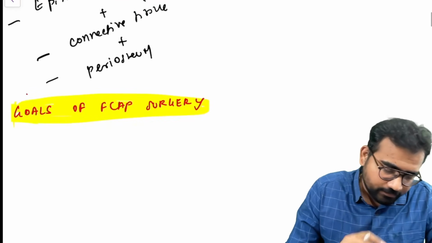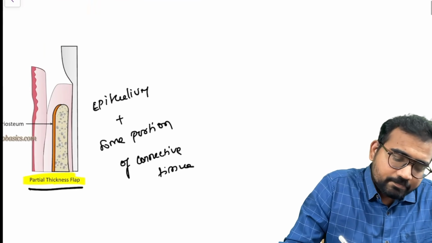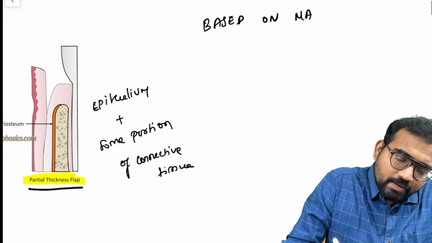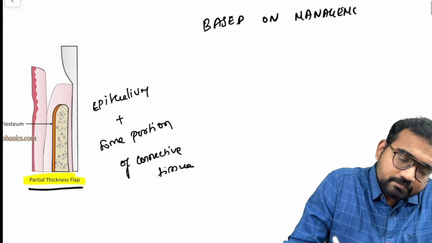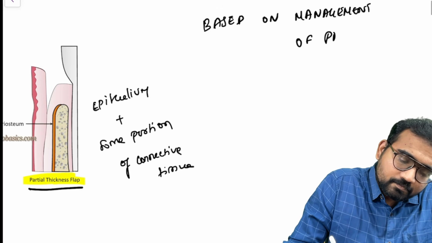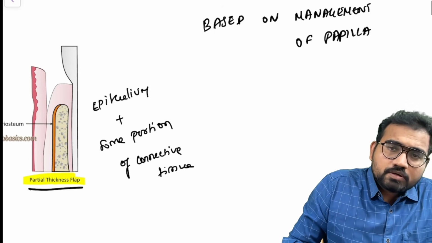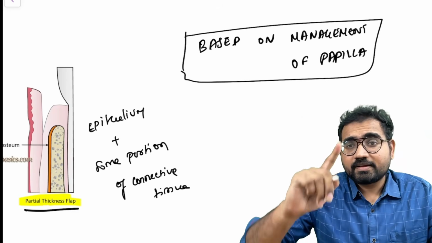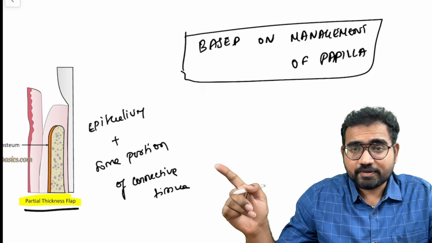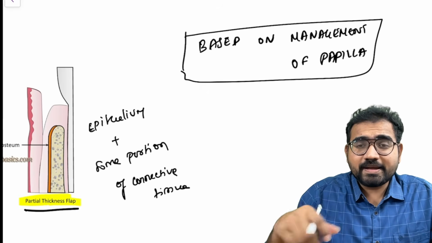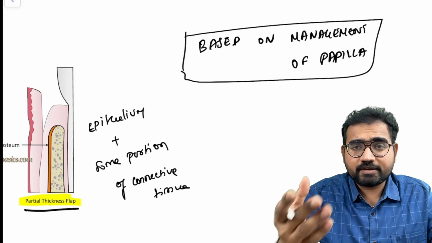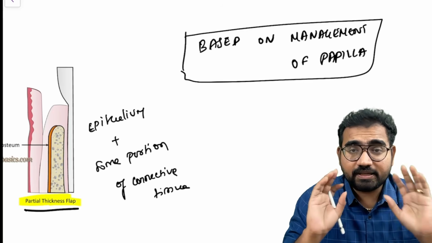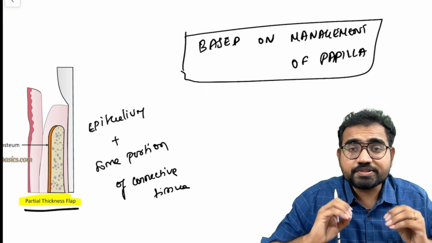The next is based on management of papilla. What do you mean by papilla? Basics: the interdental papilla fills the embrasure spaces. Why is it needed? To maintain the aesthetics. If there is no interdental papilla, there is a black triangle, an aesthetic problem. Especially in the anterior region, we should always try to preserve the papilla.